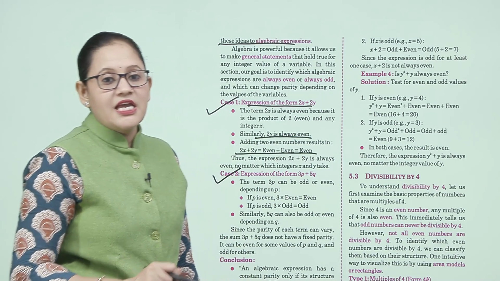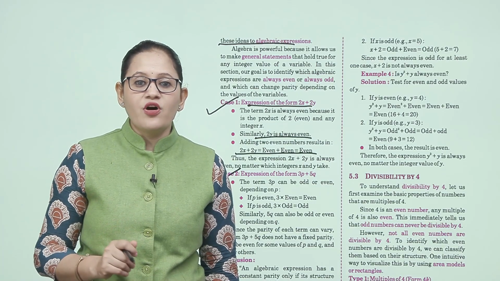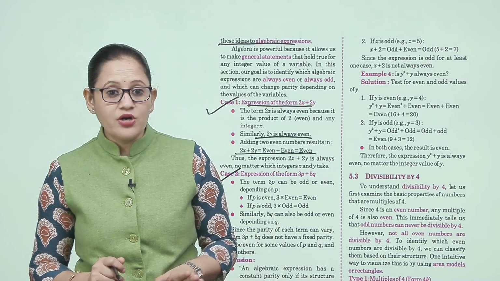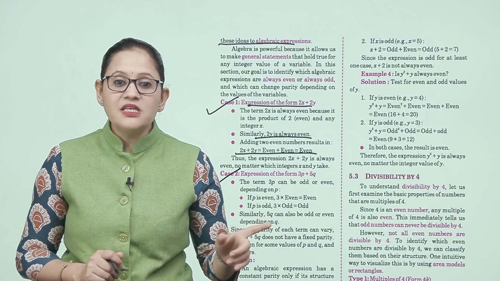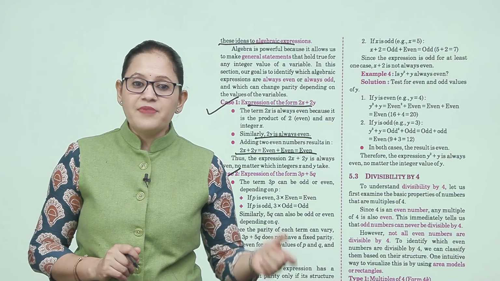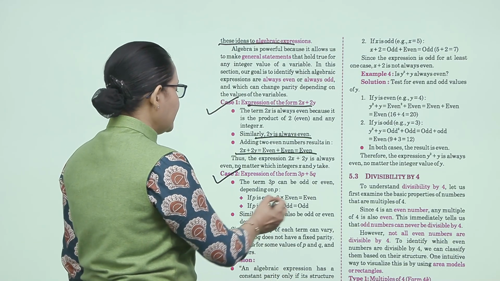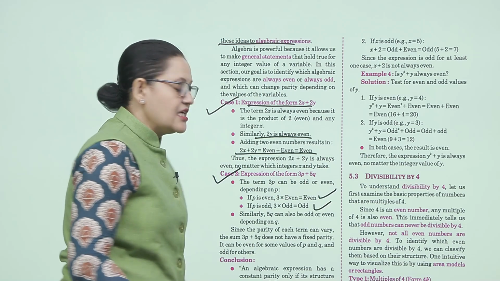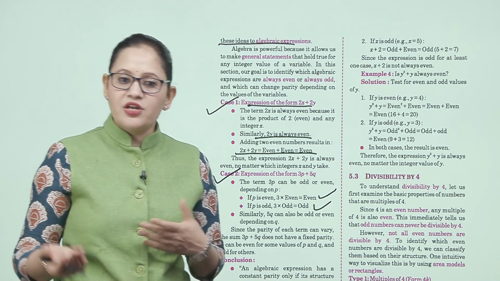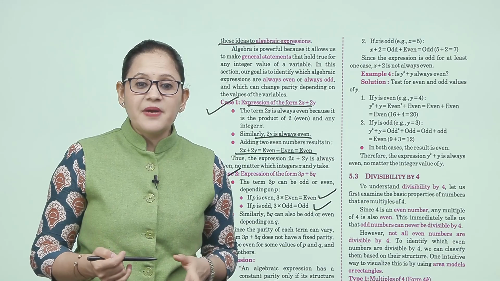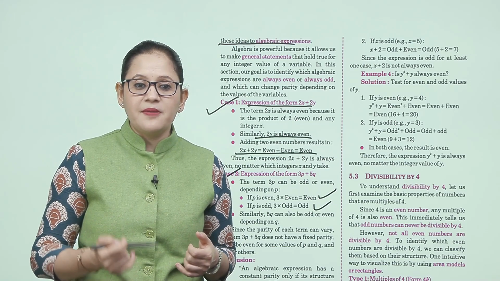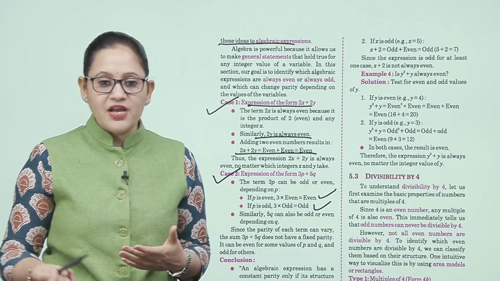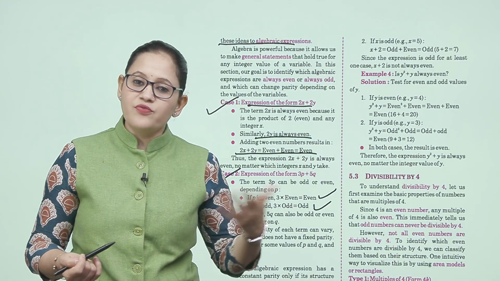Now, case 2, expression of the form 3p plus 5q. Now, the term 3p can be odd or even depending on p, meaning depending on the value of the variable. If p is even, then the result will be even. If p is odd, the result will be odd. Similarly, 5q can be odd or even depending on the value of q. Since the parity of each term can vary, the sum 3p plus 5q does not have a fixed parity. It can be even for some values of p and q and odd for other values.